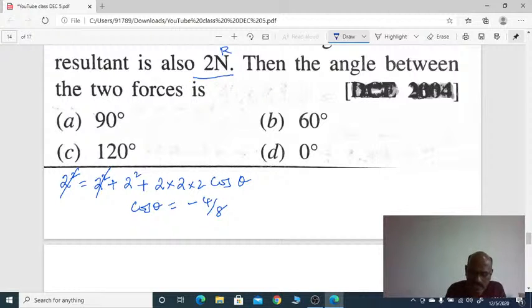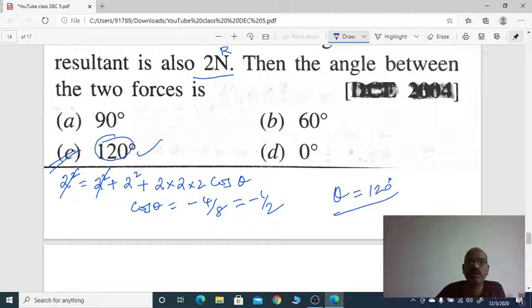Anyway, you simplify this, bring that side, then you can cancel. You will get minus 1 by 2. Cos theta equal to minus 1 by 2. So theta equal to 120 degree. Cos 120 degree is minus 1 by 2. So option C is correct one.